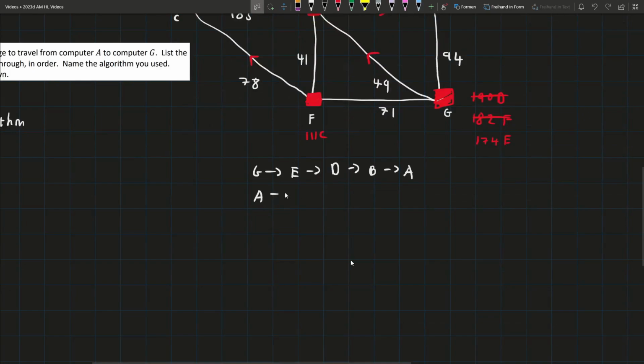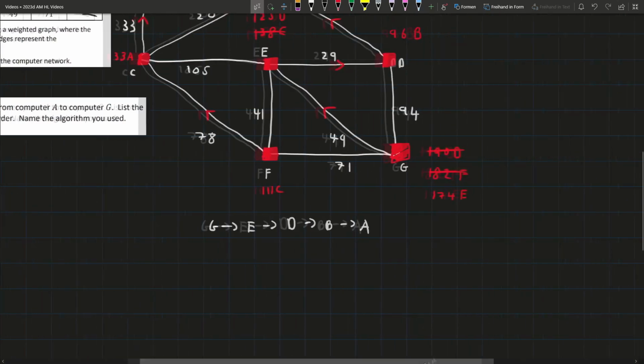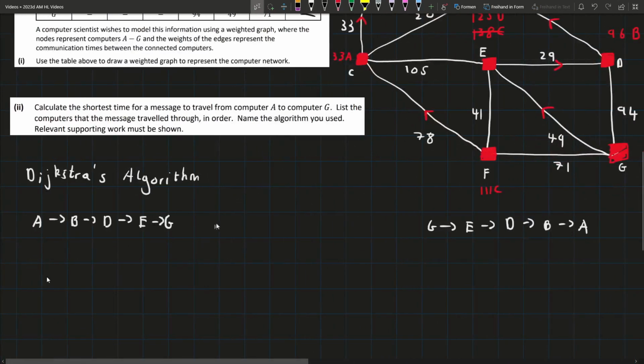So we'd have A to B to D to E to G. Oops, didn't draw the arrow there. I'll bring this over under the rest of our work. And the shortest time for a message to travel through, well, we see here, to get to G in the end, it took 174. So I'll write down 174.